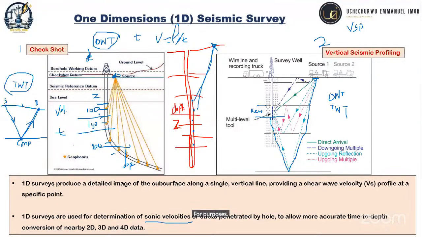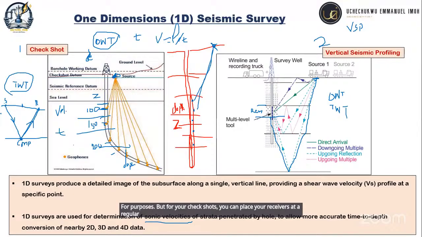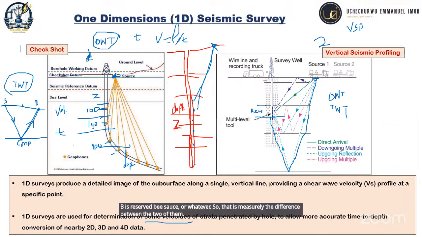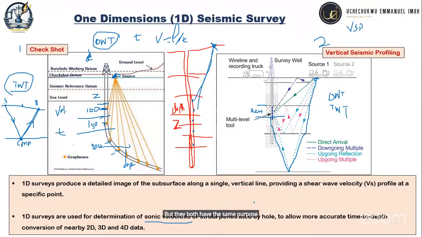But for your check shots, you can place your receivers at a regular interval, irrespective of formation type, be it reservoir, be it source, or whatever. So that is majorly the difference between the two of them. But they both serve the same purpose. They are giving you velocity information of the Earth's subsurface, more accurate velocity information that is used for your time to depth conversions.